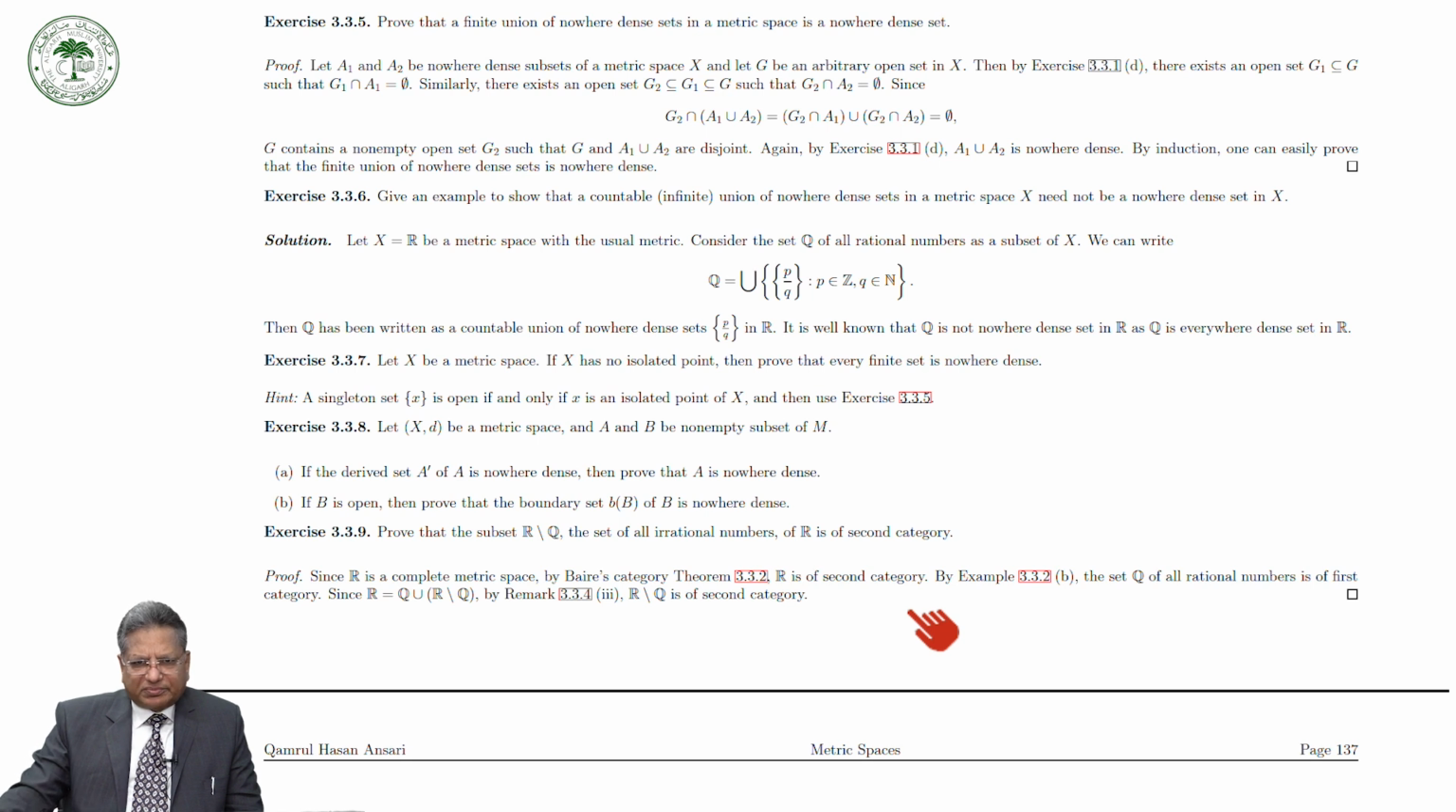Now we have several other exercises. Let us see here: I would like to mention that if (X, d) is a metric space and A and B are non-empty subsets of X, if the derived set A prime of A is nowhere dense, then A is a nowhere dense set. If B is open, then the boundary set is a nowhere dense set. And also you can prove very easily that the set of all irrational numbers of R is of second category.